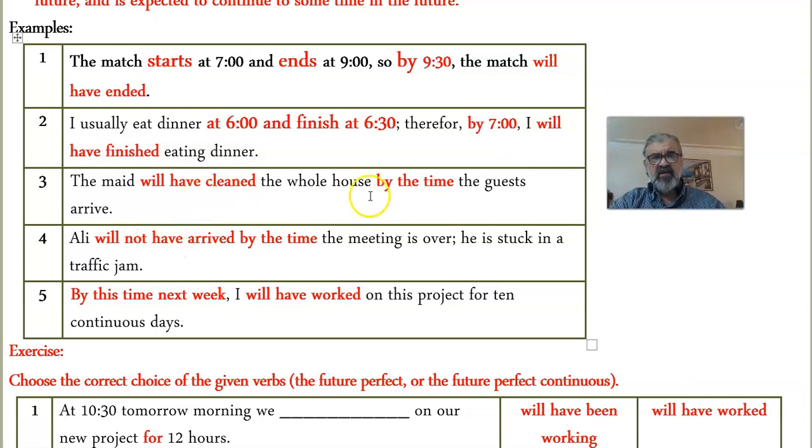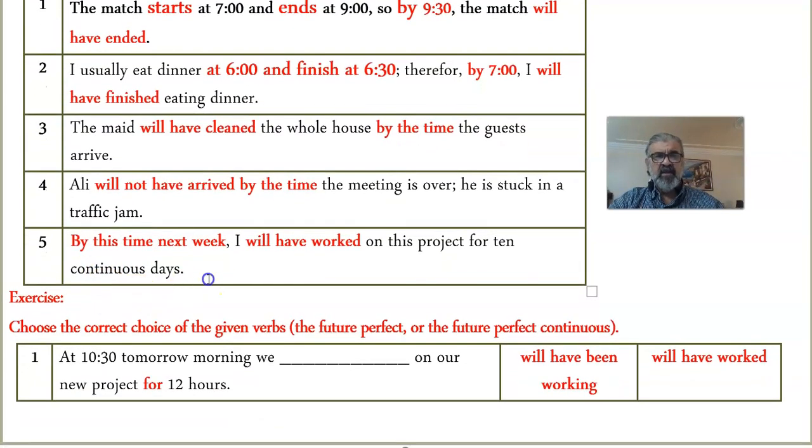What about the maid? She started cleaning the house at 5, and the guests are expected to come at 7:30, so she will have cleaned the whole house by the time the guests arrive. Now, Ali will not have arrived by the time the meeting is over. He's stuck in the traffic jam. Again, he went out at 4, and the meeting should start at 5. He's not going to make it. He got stuck. He will not have arrived.